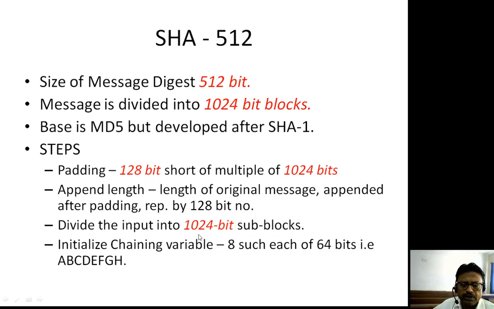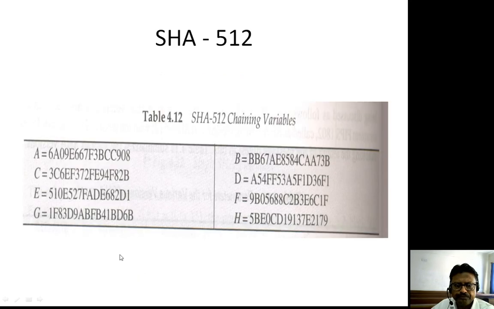Divide the input into 1024 bit subblocks. So whatever the total size of the message is, instead of dividing it into 512 bit blocks, we divide it into 1024 bit blocks. And for the chaining variables used in SHA 512, instead of 5 variables as in SHA1, we will be using 8 such variables, and each variable will be of the size of 64 bit and is represented by A, B, C, D, E, F, G, H. These are the chaining variables.